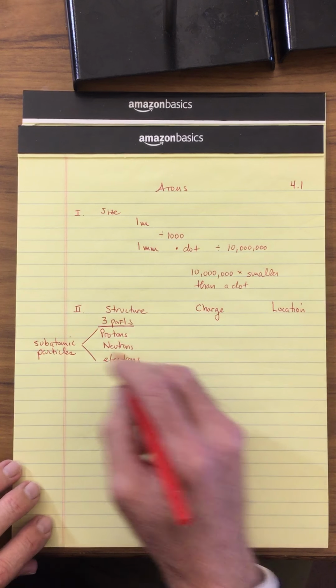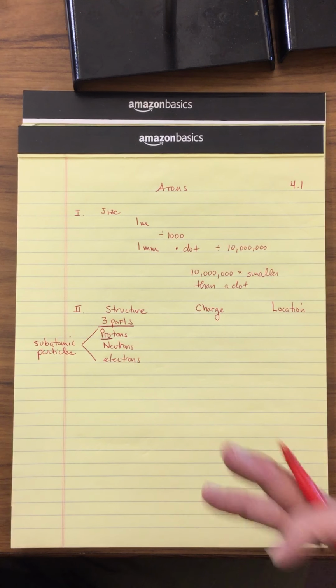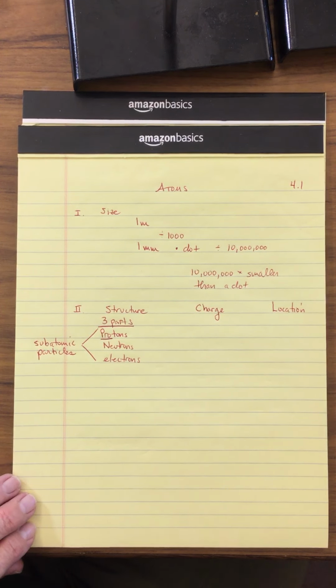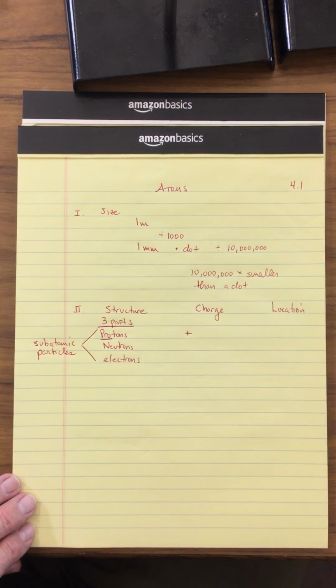The charges of these: pro, if you're pro something, you are for it. You're pro-war, for example. You want war. So this would be positive.